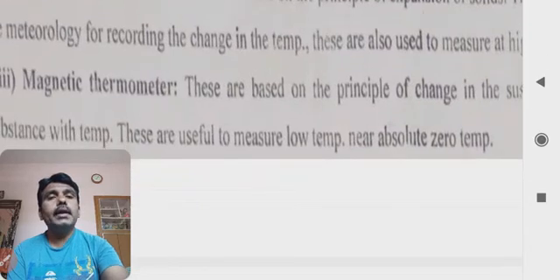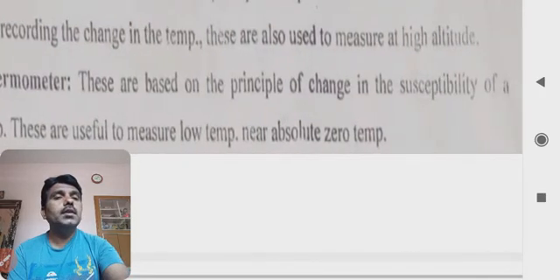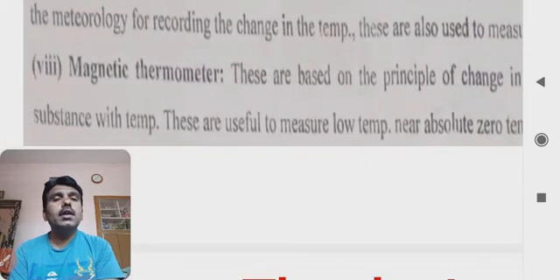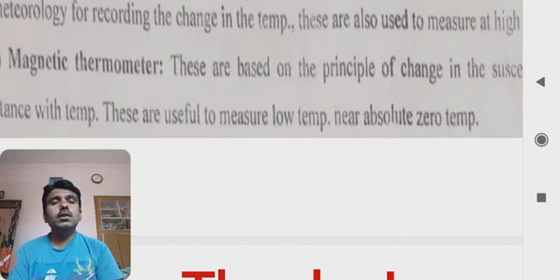Another one is magnetic thermometers. मॅग्नेटिक फील्डमध्ये येणाऱ्या व्हेरिएशनवर सुद्धा जे काही थर्मोमीटर बनवतात त्या बेसवर, means these are based on the principle of the change in susceptibility of a substance with temperature. These are useful for low temperatures near absolute zero. म्हणजे मॅग्नेटिक थर्मोमीटर्स जेव्हा की जिथं की अतिशय लो टेम्परेचर आहे, बर्फ असणाऱ्या प्रदेशामध्ये असते त्या ठिकाणी ह्या प्रकारचं मॅग्नेटिक थर्मोमीटरचा यूज करतात.